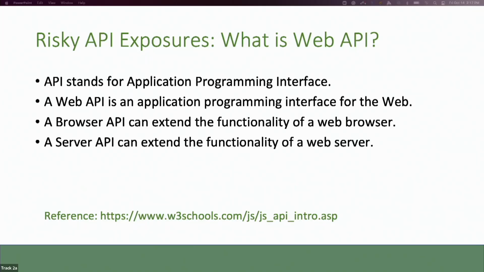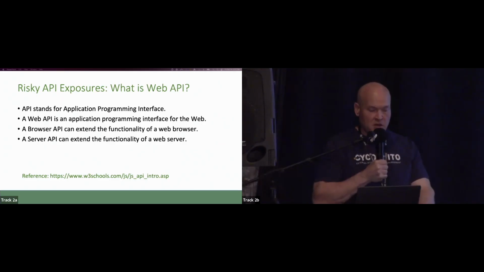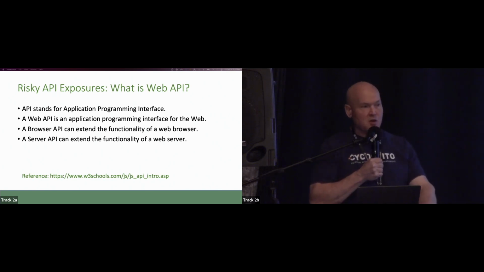So, risky API exposures. What is a web API? For those of you that don't know, though I figure most of you do, API stands for application programming interface. We're talking more specifically about web APIs here. You could expose other APIs, but more commonly you're going to see web APIs. This is starting to get a lot more attention because I would say API security is now where cloud was about three to five years ago. People are starting to get more aware of it.